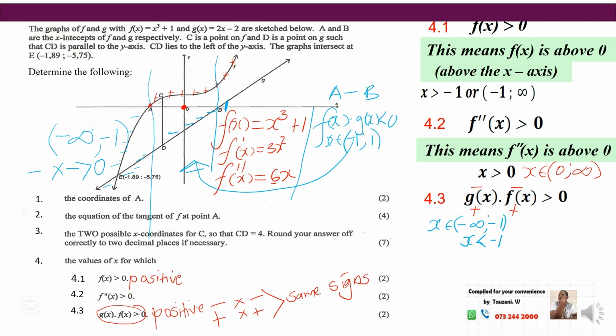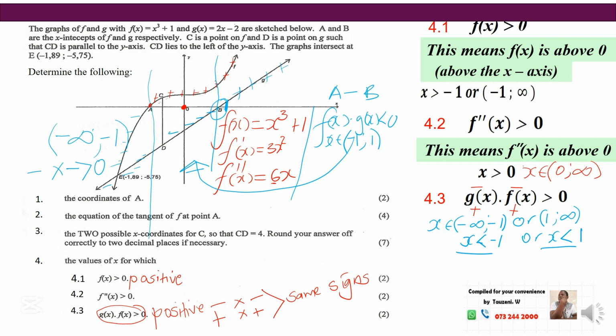So in this case, we want sections where the signs are the same. Look at what's happening from B going to the right-hand side. g is now positive, and also we have got a positive f. That is from point B going to the right-hand side. So that is the next answer for us. We can say from B, which is 1, up to positive infinity, the signs for the two graphs are the same. Or we can express it as x is greater than 1. These are the answers for question number 4.3.